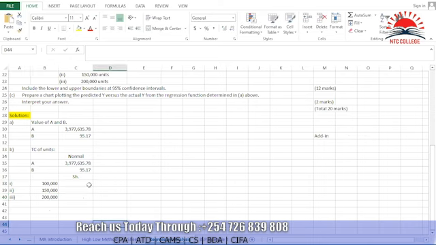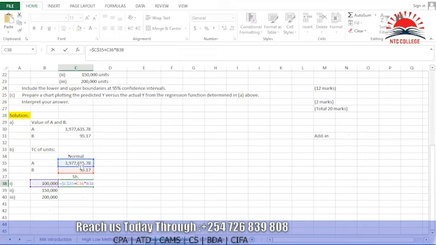So you have been able to compute for the first quantity. What you have done is take the total fixed cost, 3.9 million, plus B, which is 95.17, times units. Units are 100,000. That's what you have done, and that gives us 13.4 million.